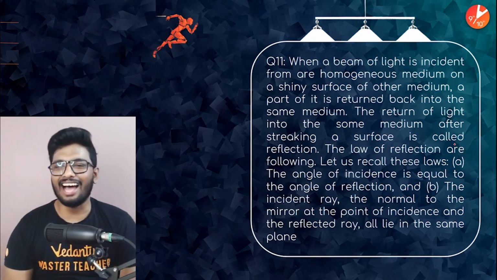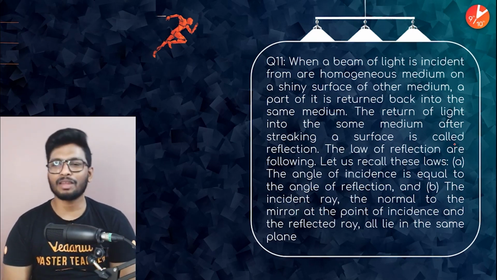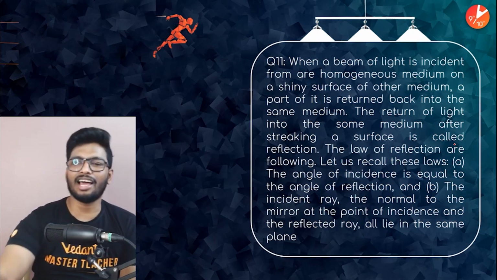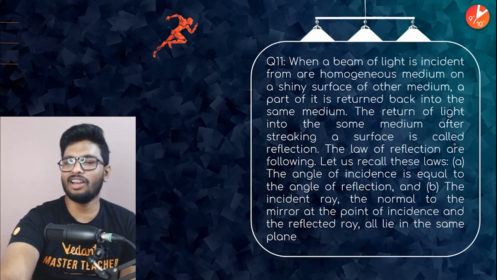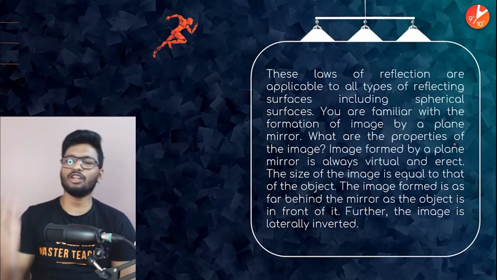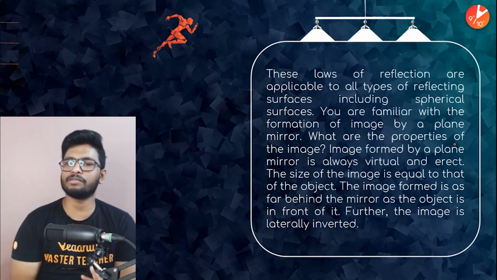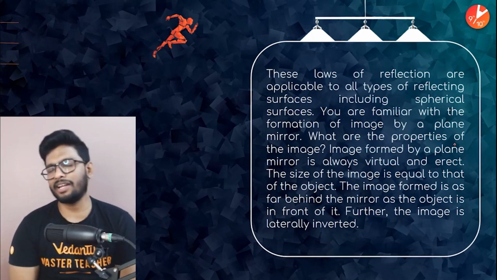A: the angle of incidence is equal to the angle of reflection. B: the incident ray, the normal to the mirror at the point of incidence, and the reflected ray all lie in the same plane. These laws of reflection are applicable for all types of reflecting surfaces, including spherical surfaces.